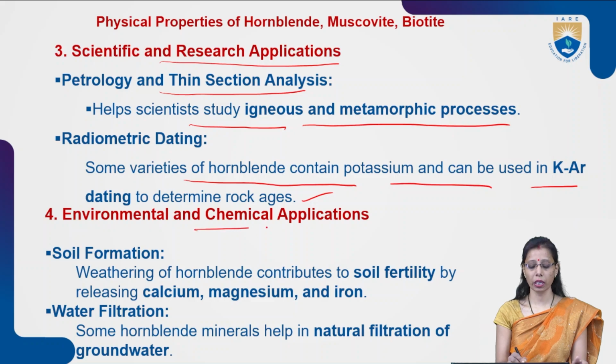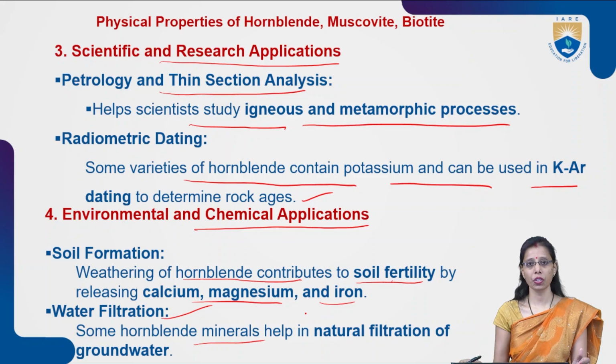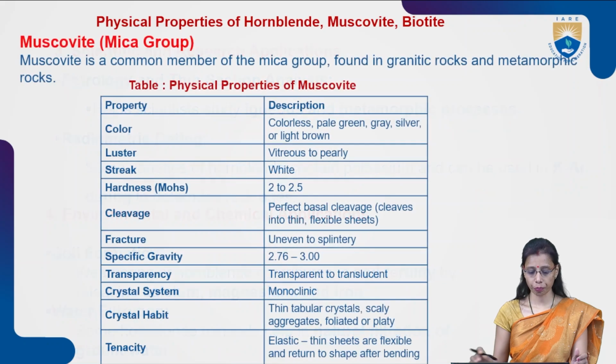Now, environmental and chemical applications. If we see soil formation, weathering of hornblende contributes to soil fertility. Hornblende is a rock or a mineral, we can say. When weathering takes place and the weathered material mixes into the soil, it makes the soil fertile by releasing calcium, magnesium, and iron. Now, water filtration. Some hornblende minerals help in the natural filtration of groundwater.